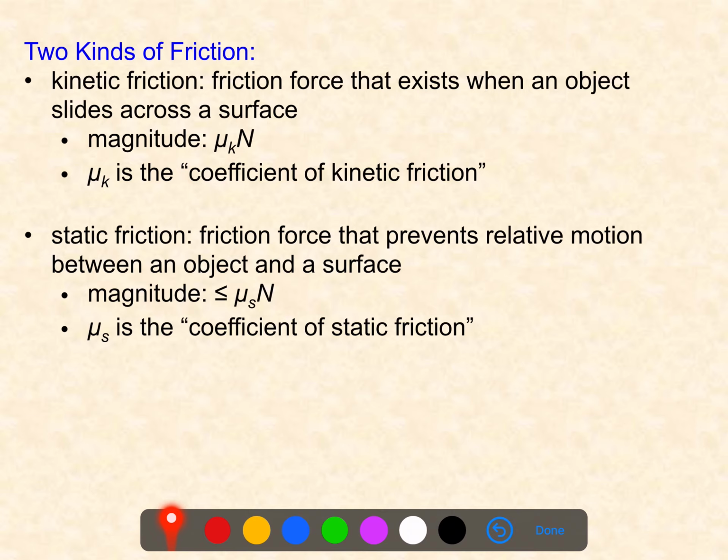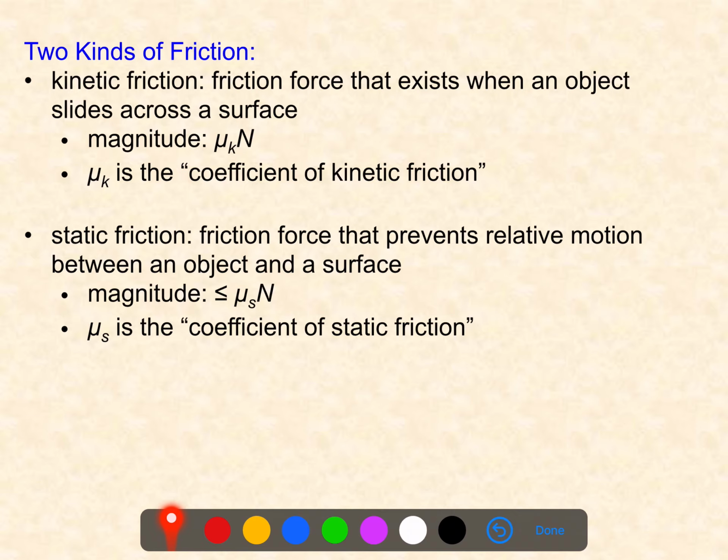Once you get it moving, then kinetic friction kicks in, and this value is generally smaller than this value. So you can think about, for example, trying to push a bookcase over a carpeted floor, and at first it's very hard to get it going because static friction is opposing you, but once you exceed that static friction force, then kinetic friction kicks in, and you can keep the bookcase moving a little bit more easily than when you were trying to get it moving to start with.